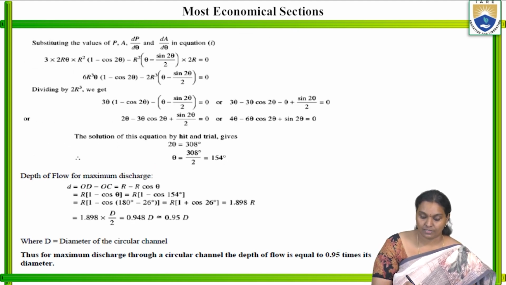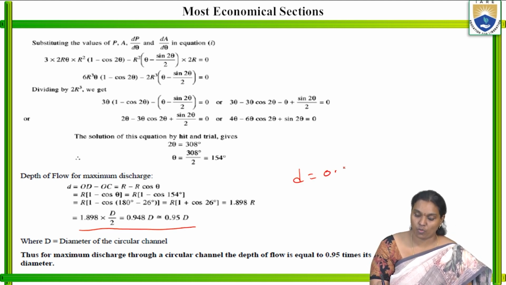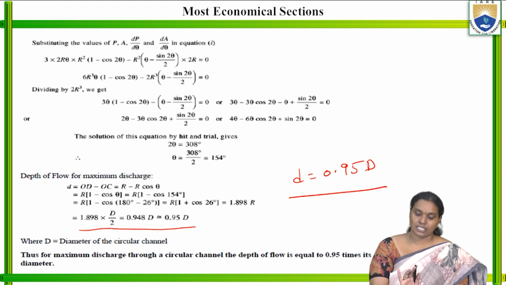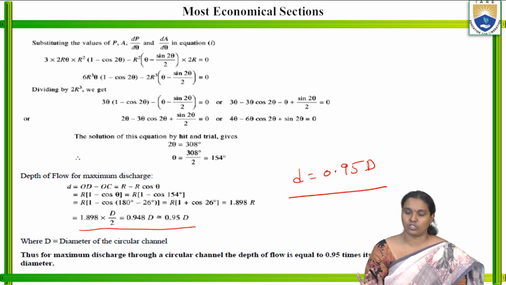Finally, we will get the depth of the flow for maximum discharge: d is equal to 0.95 D. After doing the solution, the final one is d is equal to 0.95 into D. Thus, for maximum discharge through a circular channel, the depth of the flow is equal to 0.95 times its diameter. This is the condition based on maximum discharge.